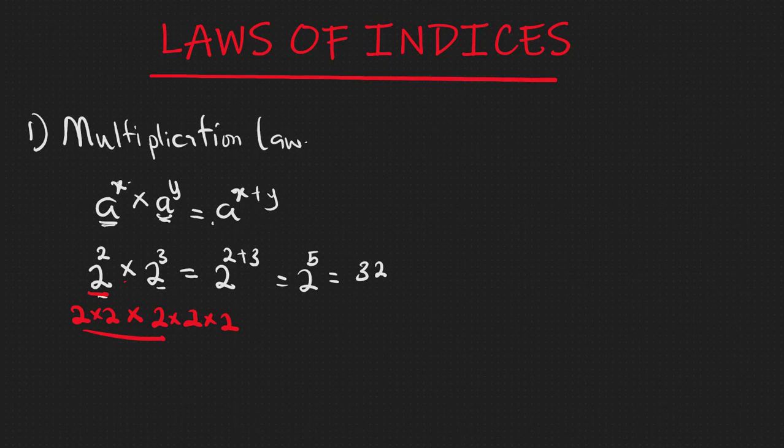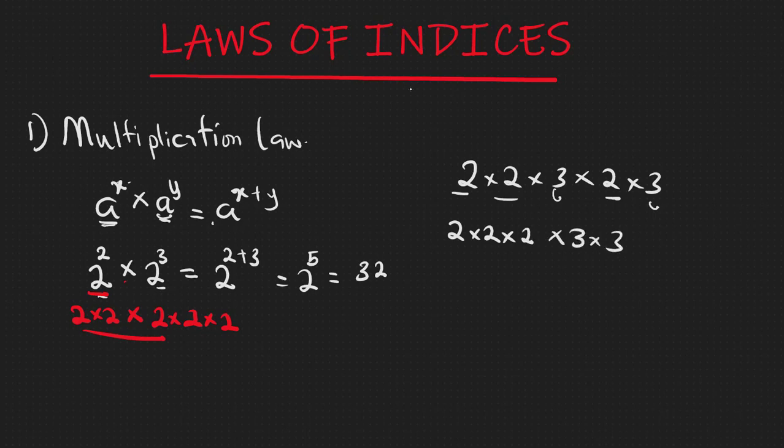But if two groups of factors of different numbers are multiplied, the different factors are collected as one group to give the product. So, for example, if we have 2 times 2 times 3 times 2 times 3, we can see we have 2, 2, and 2 here. We can bring these together, and these 3 and these 3, we bring them together. We're going to have 2 times 2 times 2, then we have times 3 times 3. Remember that these ones have the same base. So it's the same as saying 2 raised to power 3 times 3 raised to power 2.